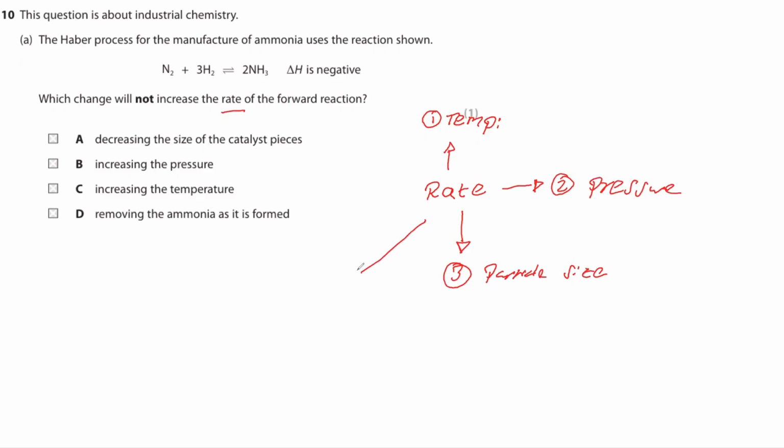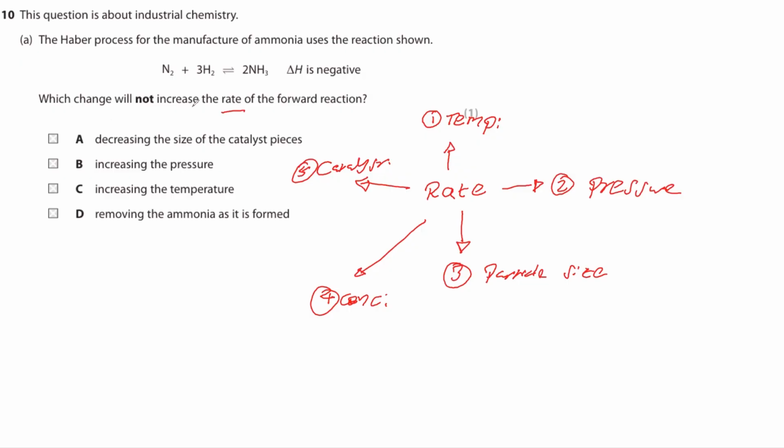Then another factor we can remember is concentration, how many particles in a given volume. If the concentration is high, rate is high. If the concentration is low, rate is low. Then the last one is catalyst. The presence of a catalyst will speed up the reaction because it provides an alternative path with lower activation energy.